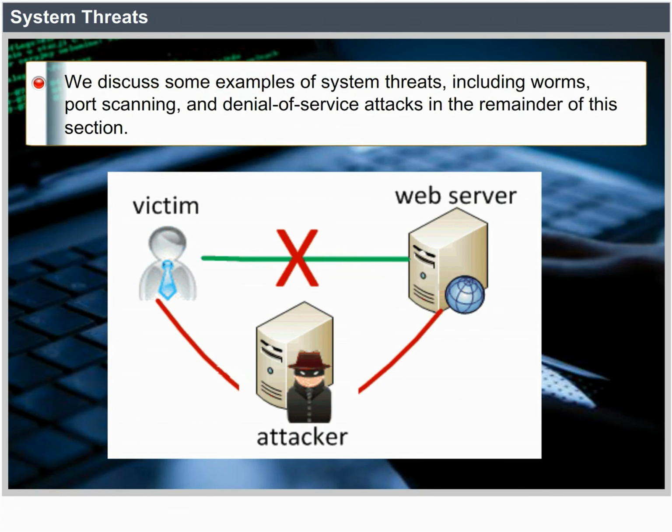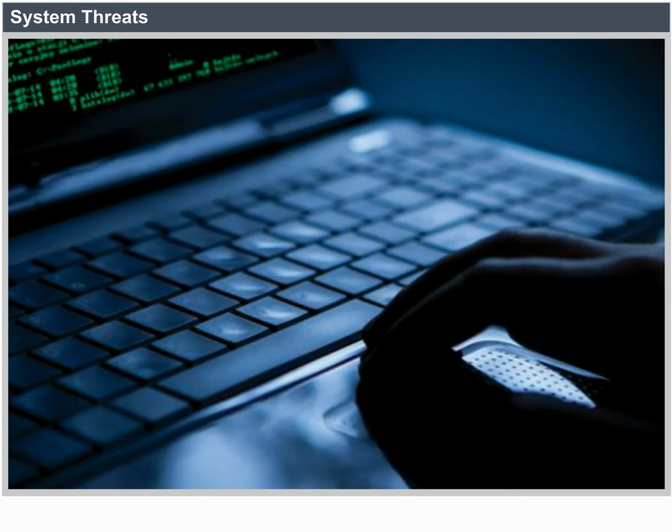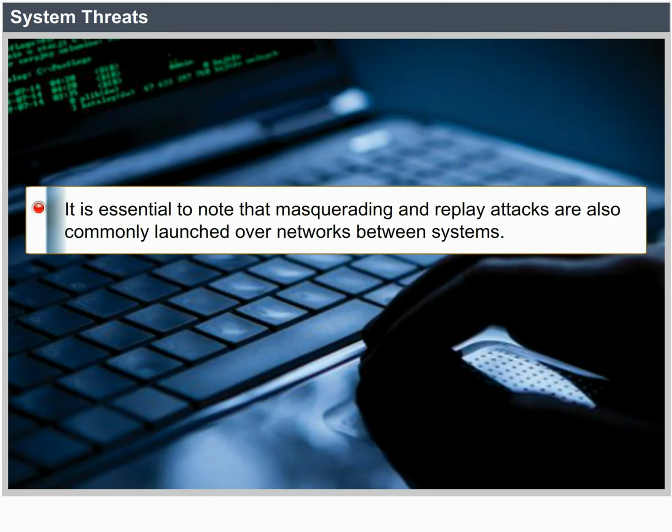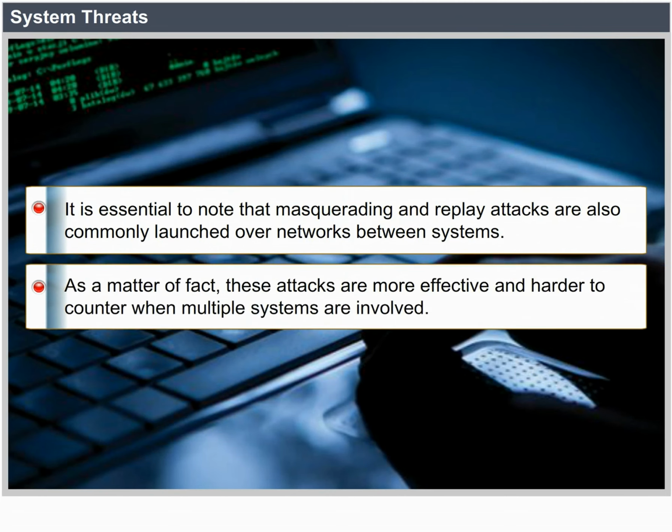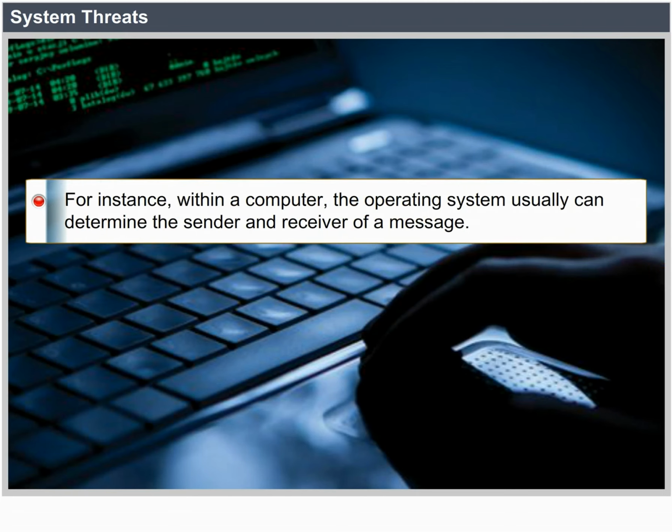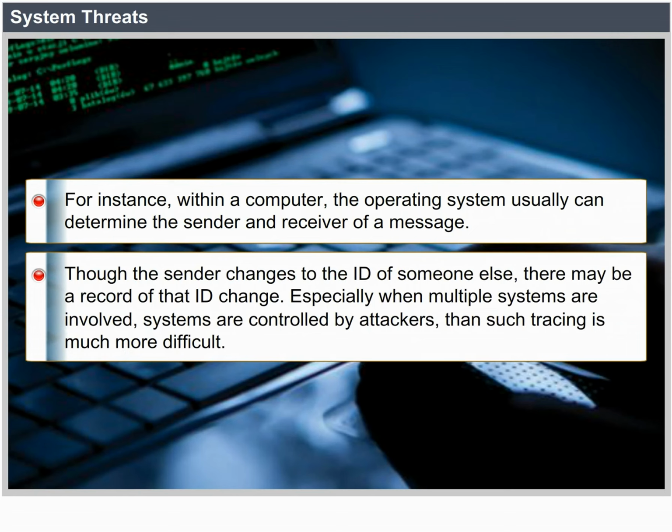denial of service attacks. It is important to note that masquerading and replay attacks are also commonly launched over networks between systems. In fact, these attacks are more effective and harder to counter when multiple systems are involved. For example, within a computer, the operating system usually can determine the sender and receiver of a message. Even if the sender changes to the ID of someone else, there may be a record of that ID change. When multiple systems are involved, especially systems controlled by attackers, then such tracing is much more difficult.